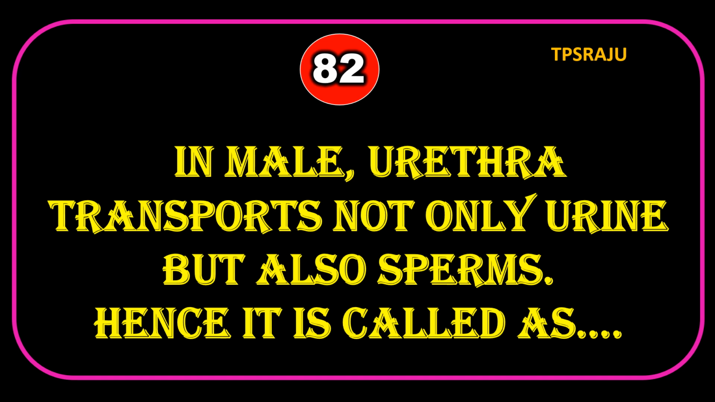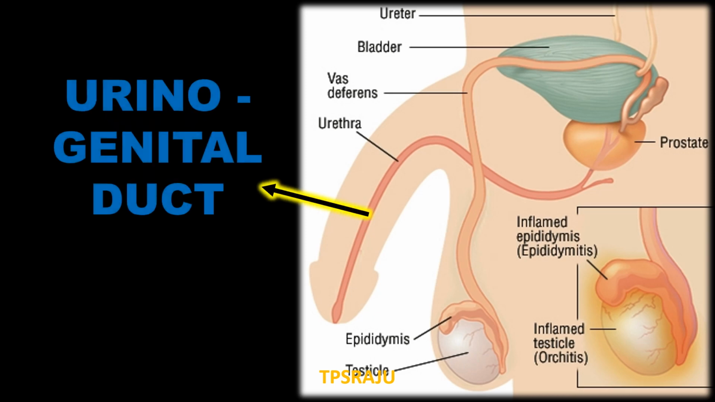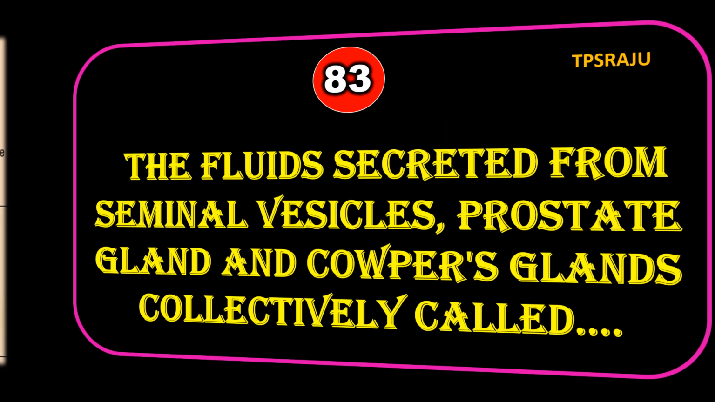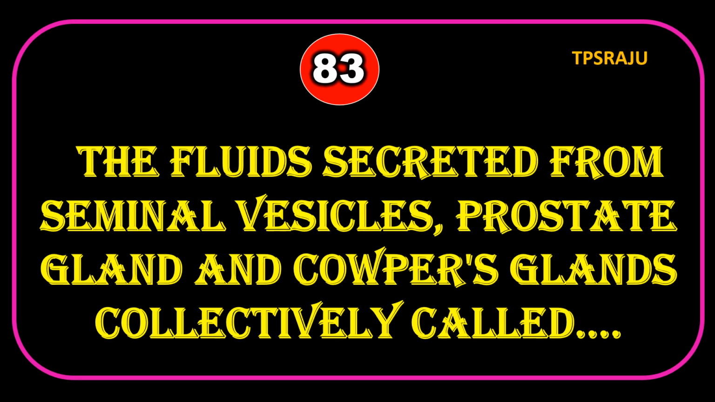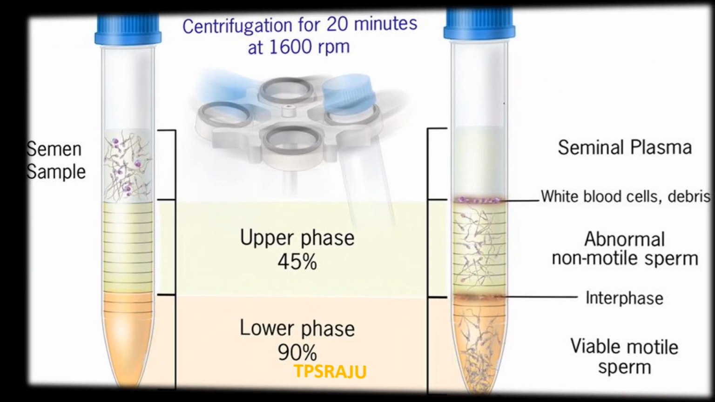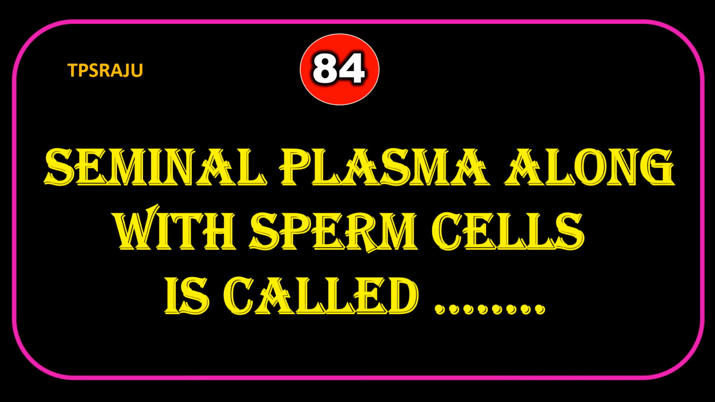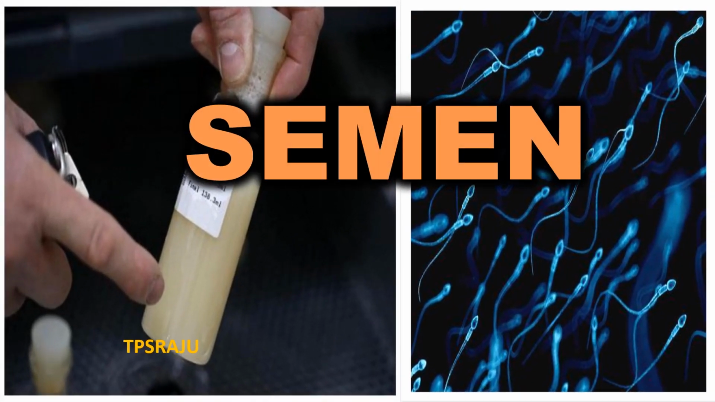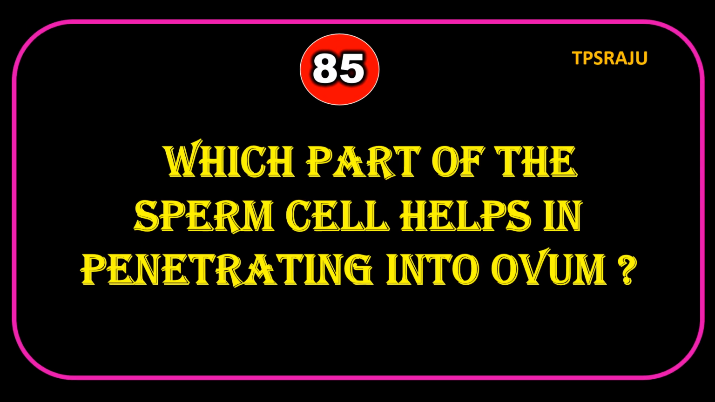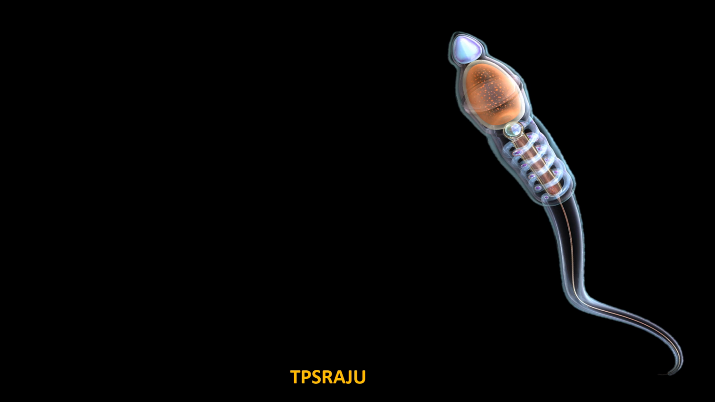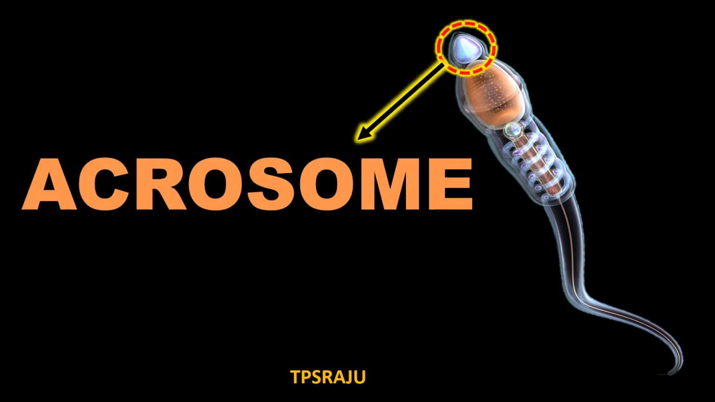In male, urethra transports not only urine but also sperms. Hence it is called urinogenital duct. The fluids secreted from seminal vesicles, prostate gland and Cowper's glands are collectively called seminal plasma. Seminal plasma along with sperm cells is called semen. Which part of the sperm cell helps in penetrating into ovum? Acrosome.